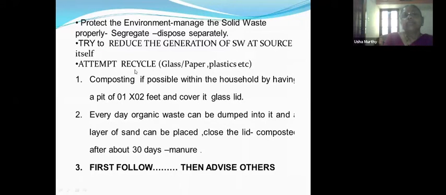If we can attempt these two steps, we need not depend on the solid waste people who come to collect the waste. So what I suggest is that first we have to follow it, and then we can advise others.